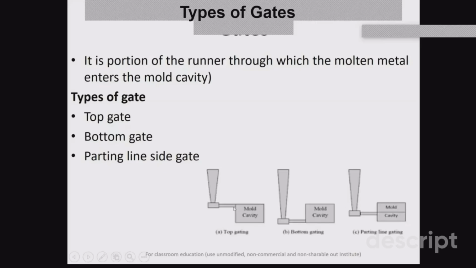As per the orientation of the gate, the gates are basically divided into 3 categories. One is the top gate, second is the bottom gate, and third is the parting line side gate. In the top gate, the gate is placed at the top surface or the top corner of your mold cavity, while in the case of the bottom gate, the gate is placed at the bottom of the mold cavity, and in the parting line side gate, the gate is placed at the center or at the parting line of your mold cavity. So these are 3 types of gates.